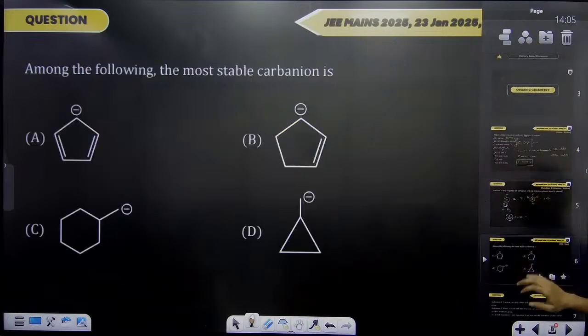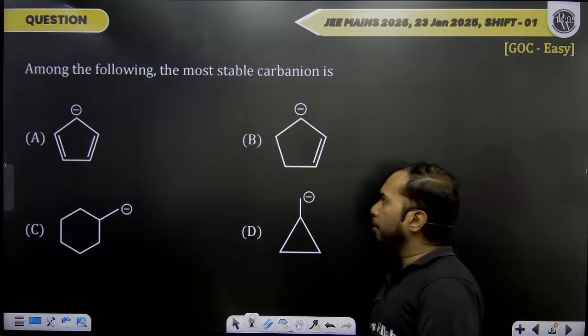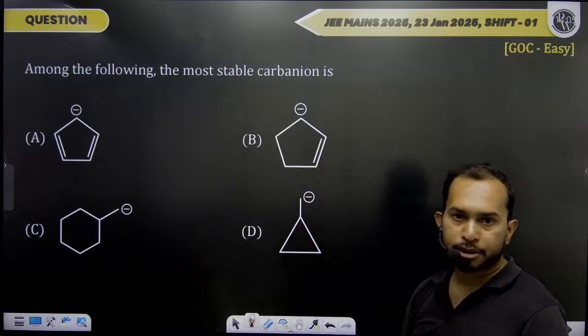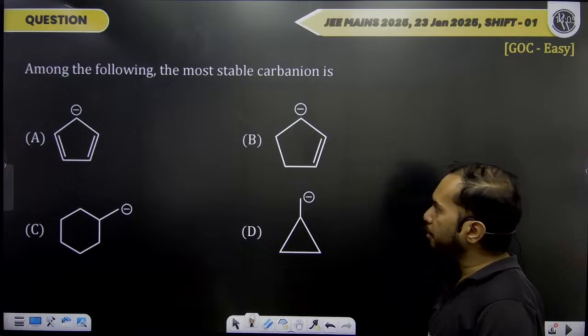Now, moving on to the next question. This question is from GOC, General Organic Chemistry. A very, very easy question. Stability of carbanion. The question asks which carbanion is more stable.